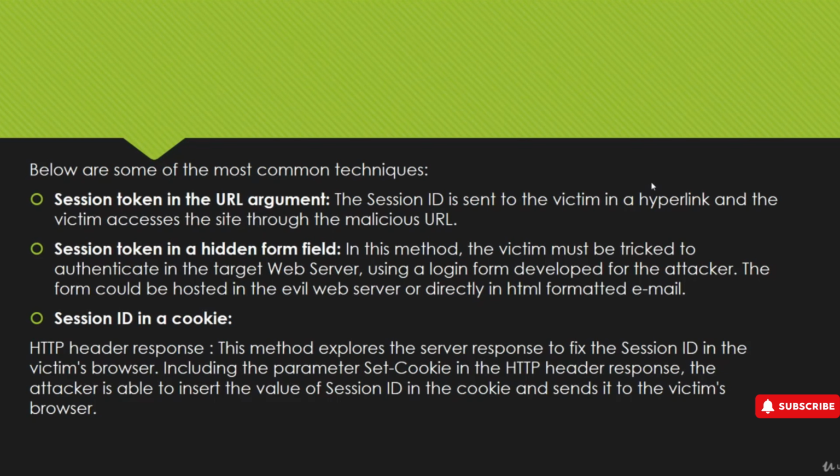HTTP header response. This method exploits the server response to fix the session ID in the victim's browser, including the parameter Set-Cookie in the HTTP header response. The attacker is able to insert the value of the session ID in the cookie and send it to the victim's browser. Now, let's see an example for the same in our testing environment.